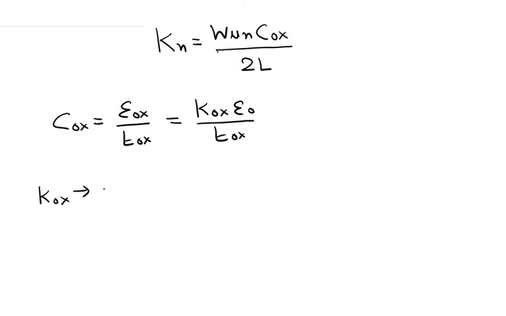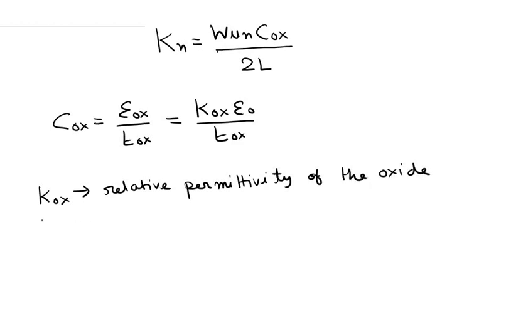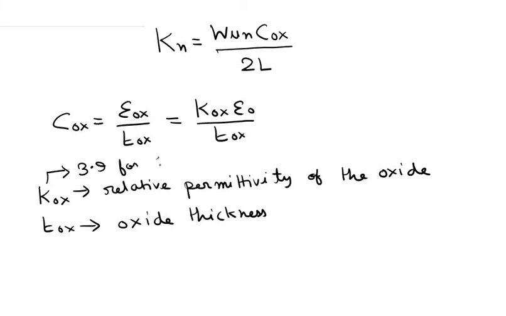So Kox is basically the relative permittivity of the oxide, and Tox is the oxide thickness. And for silicon dioxide, this Kox is approximately 3.9.